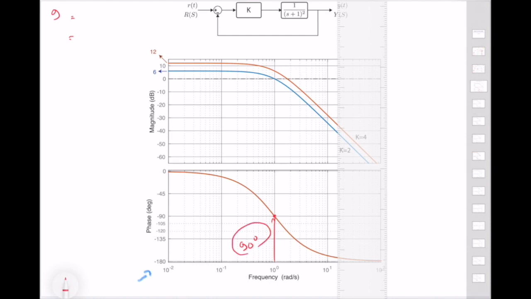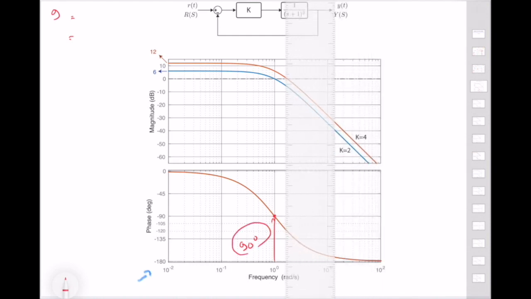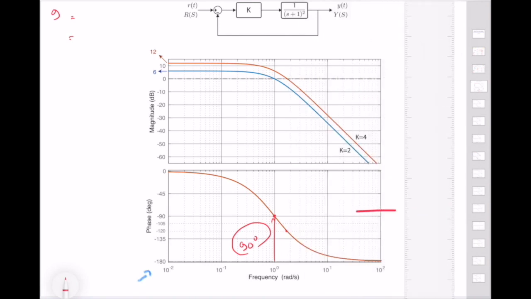Let's do the same thing for the other gain. So let's put a ruler. I think it crosses exactly here. The phase at this point is equal to minus 120 degrees. So if I look at this distance, I can compute the phase margin as 60 degrees.